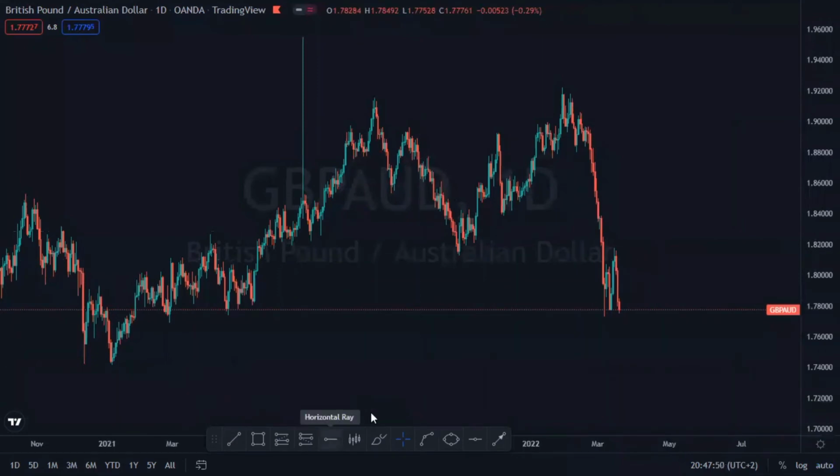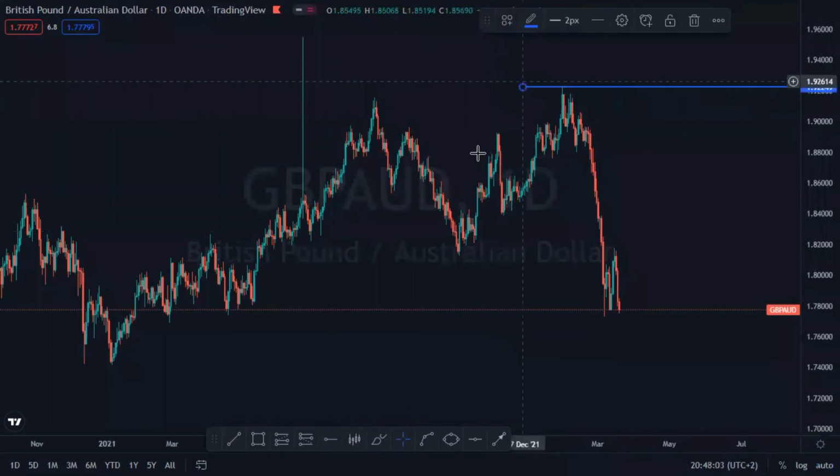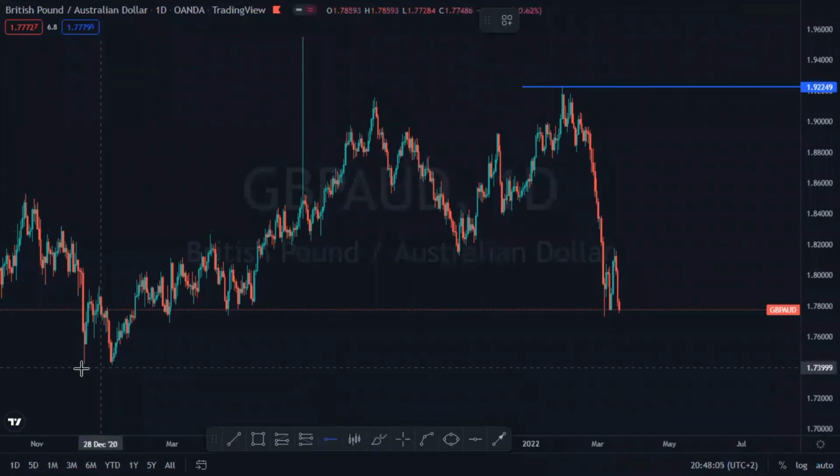So I'm just gonna get straight into it. Okay, so with that being said, let's identify our high and let's identify our low.